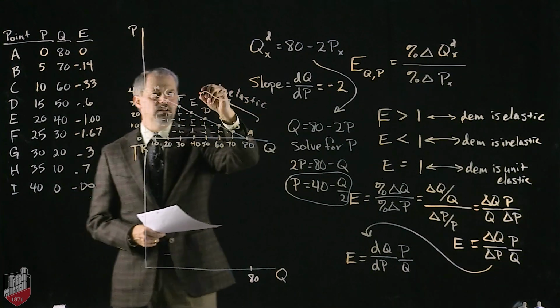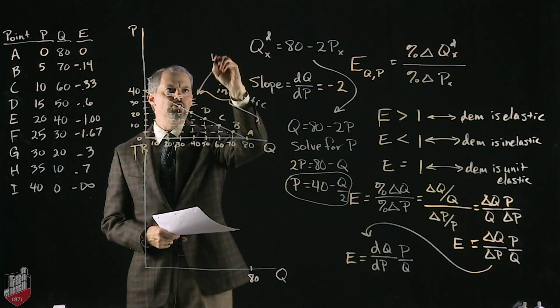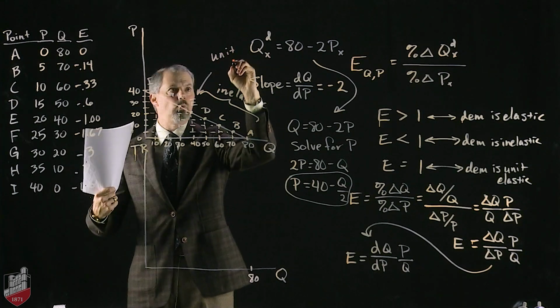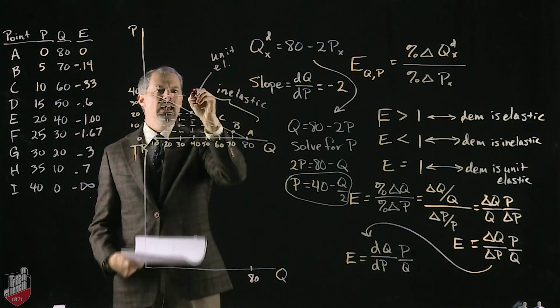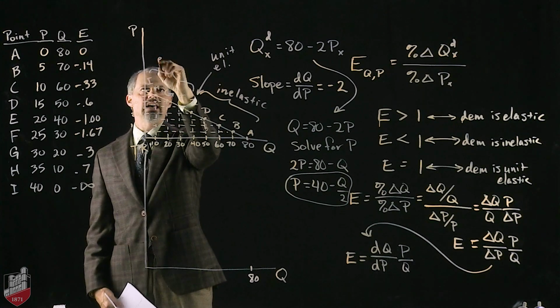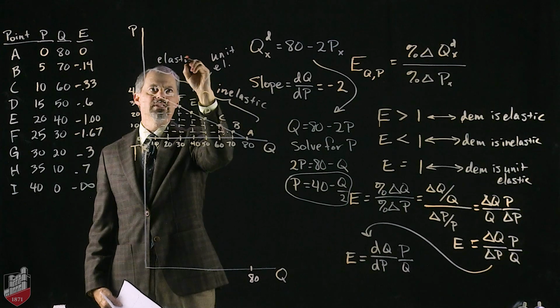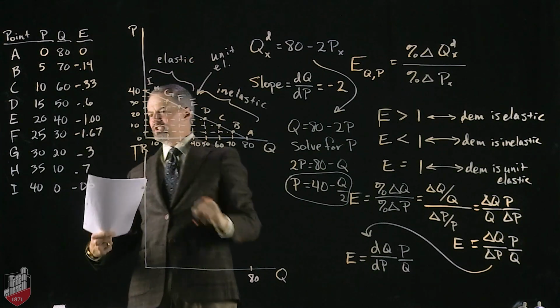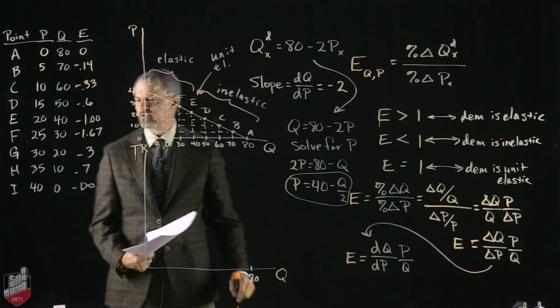Right up here, point E, it's unit elastic, right? It's equal to 1, unit elastic. And then over this range, that demand curve is elastic. At points F, G, H, and I, the elasticity is greater than 1.